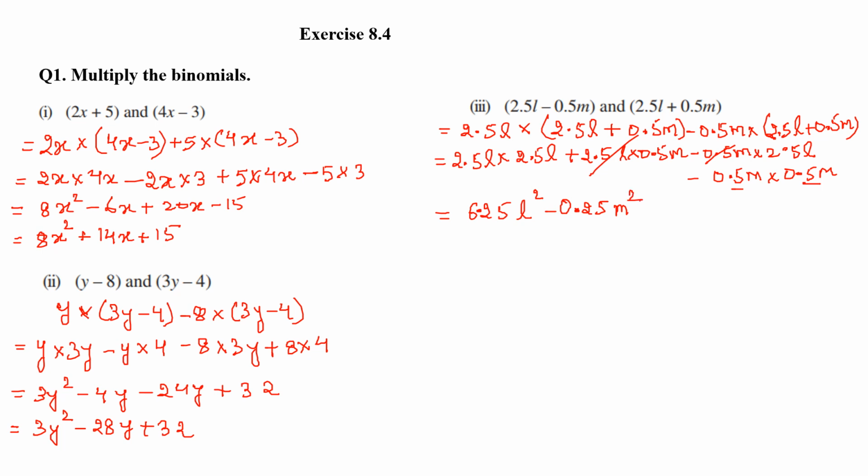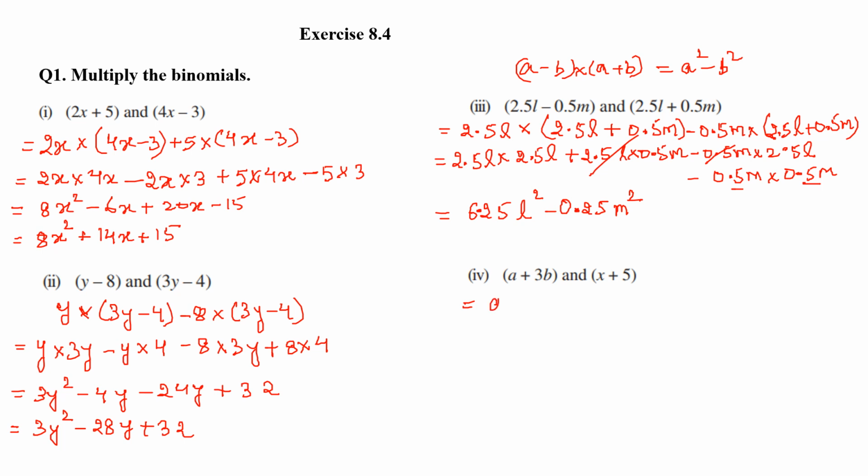Later on, you will study the identity. This identity says that a minus b into a plus b will give you a square minus b square. This is the standard identity. If you see according to that also, you will get 2.5 whole square minus 0.5M whole square, so you will get this only as the answer. Now the fourth question.